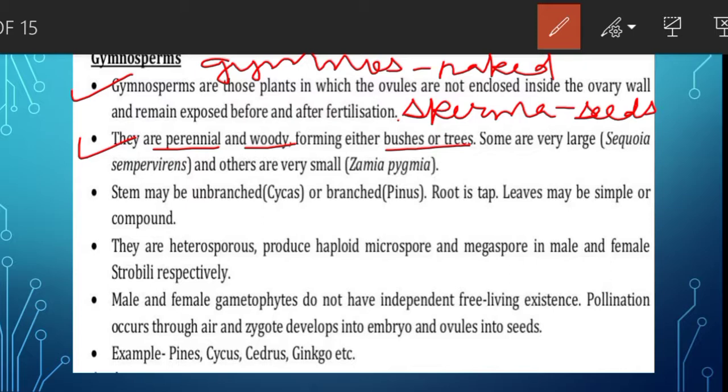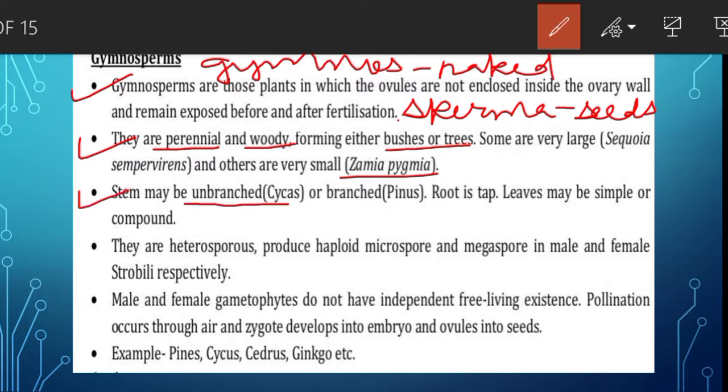Gymnosperms include middle-sized trees or tall trees and shrubs. The giant redwood tree, sequoia, is one of the tallest trees, up to 100 meters. Species of Gnetum are woody climbers. The smallest gymnosperm is Zamia pygmaea, which reaches a height of 25 centimeters.